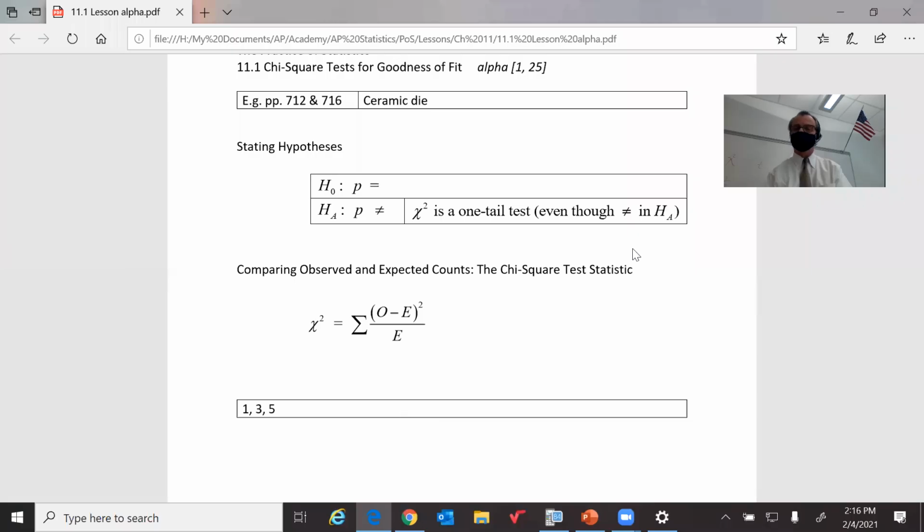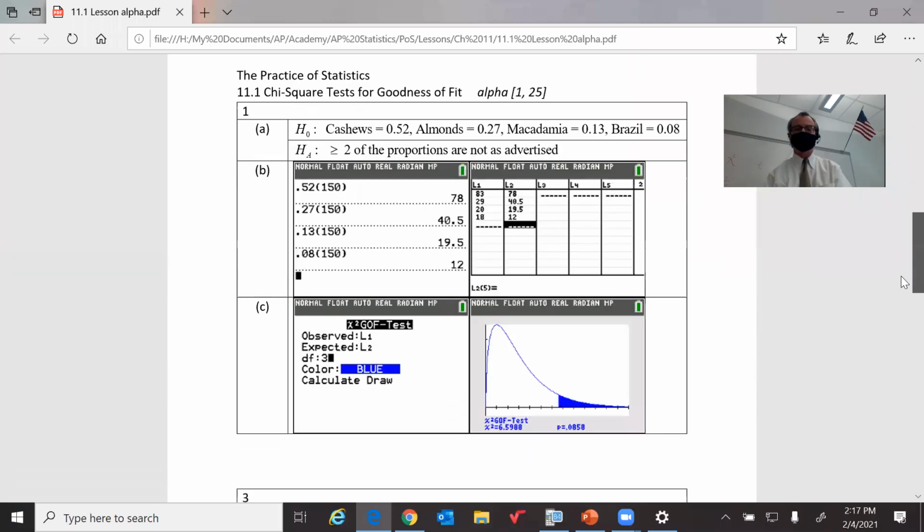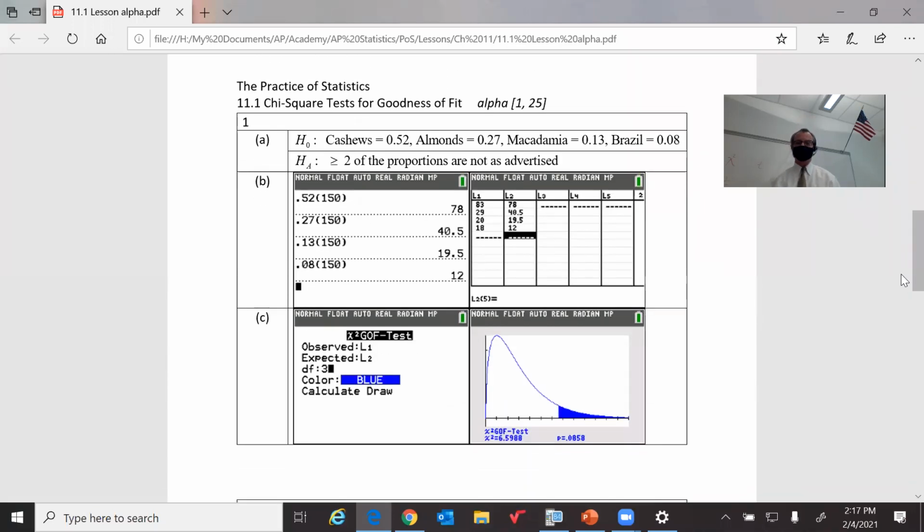All right, so for problem 1, it's about types of nuts. And the null is, the cashews are 52%, almonds 27, macadamia 13, Brazil nuts 8%. The alternate is at least 2 of them are not that. Okay? So those are observed numbers in list 1. That was given to us. Here's how we get the expected numbers.